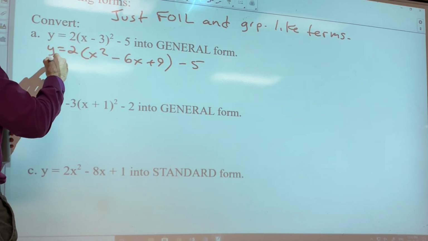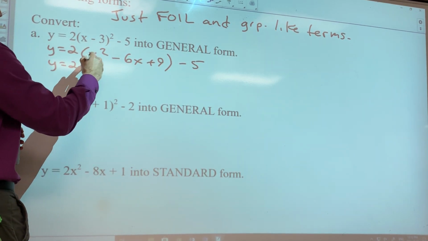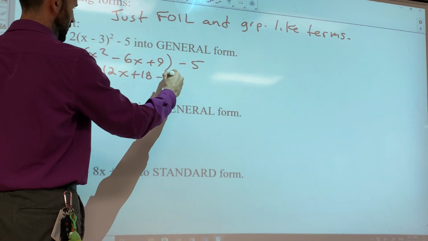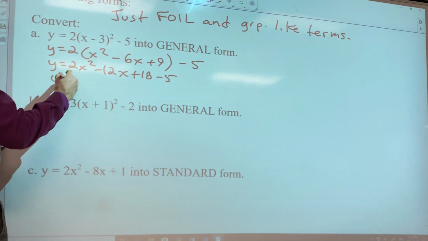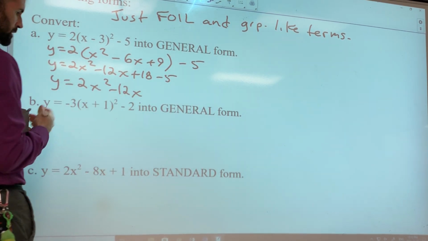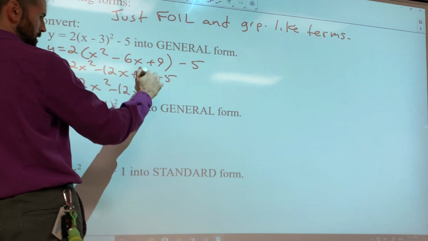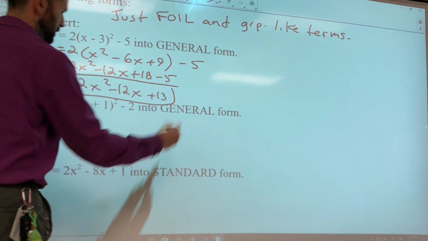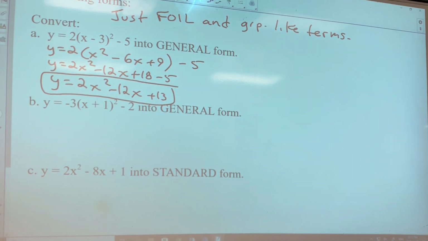Distribute the 2 into the brackets. So I'm going to get 2x squared minus 12x plus 18. Subtract 5. Can still group the constant terms. So I get 2x squared minus 12x, and then that's plus 13. Yay! Can it be minus minus? Nope.